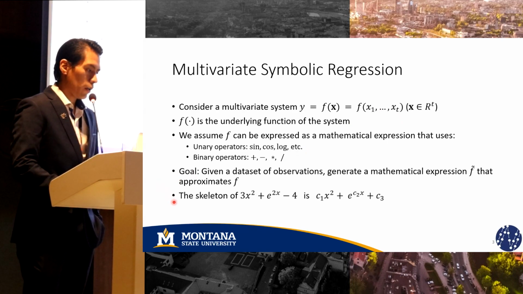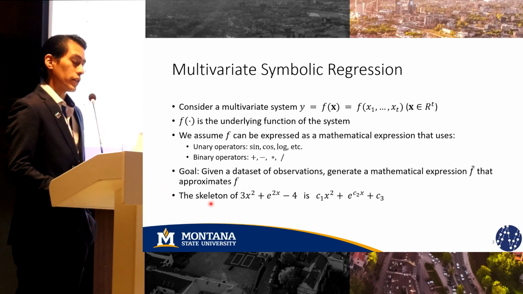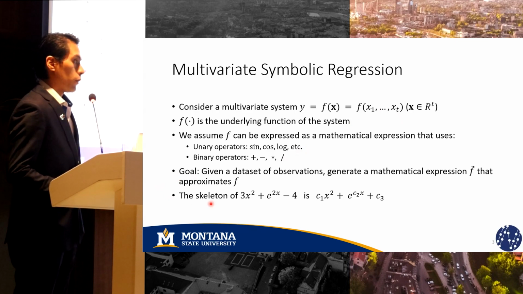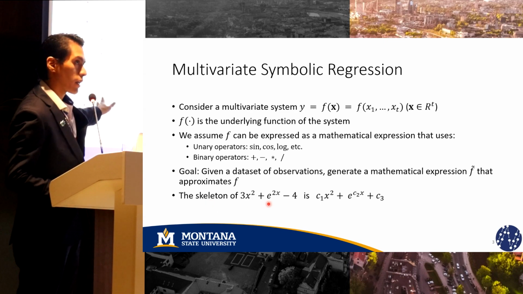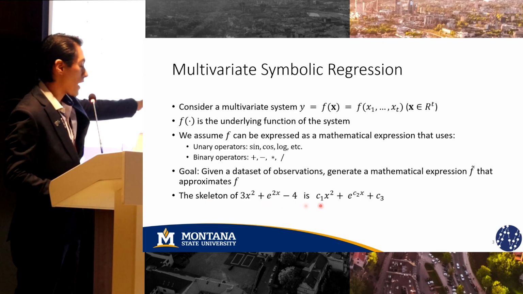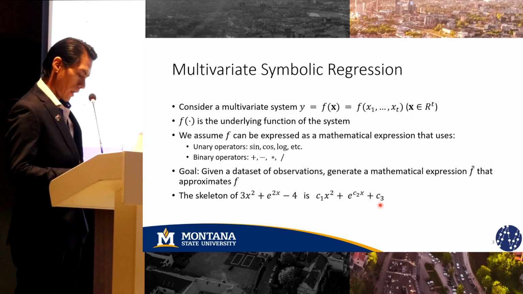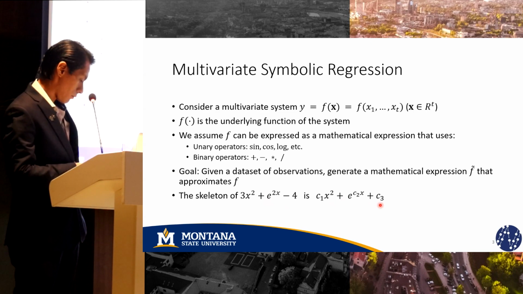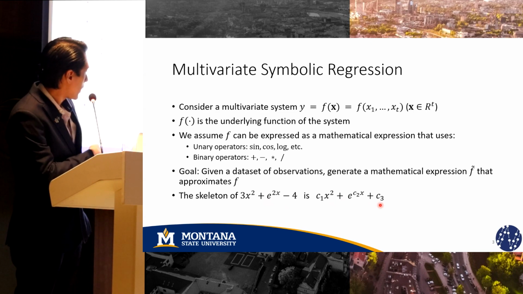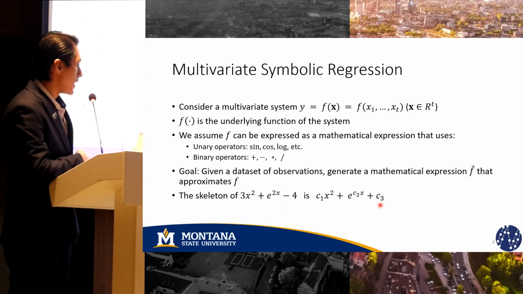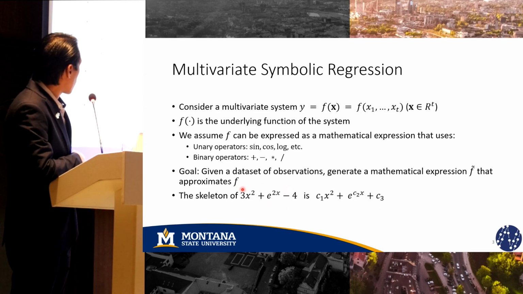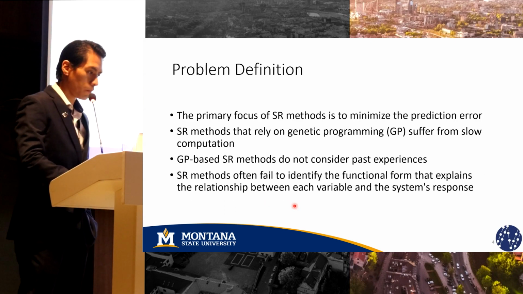So before moving on, I want to explain what is a symbolic skeleton expression. In this example, consider that we're given this function, and the next one will be the corresponding skeleton. Basically what we're doing is replacing all the coefficient values with constant placeholders. And now this skeleton is just explaining the functional form of the original function.